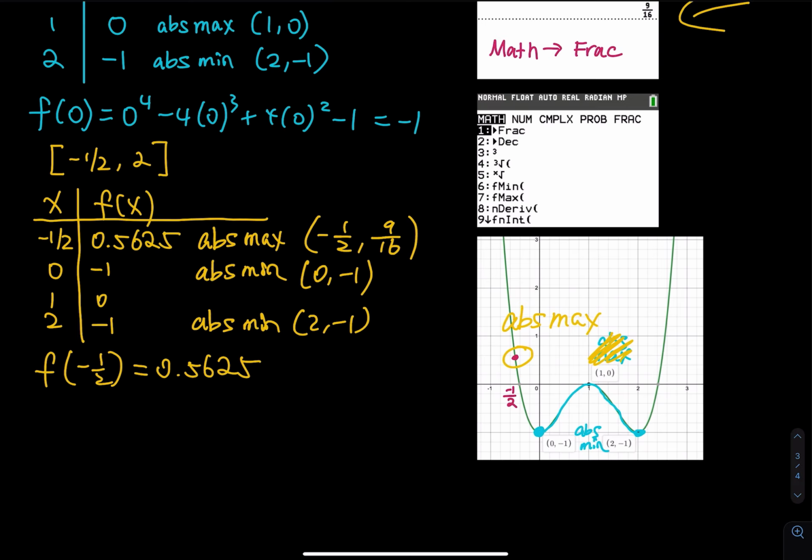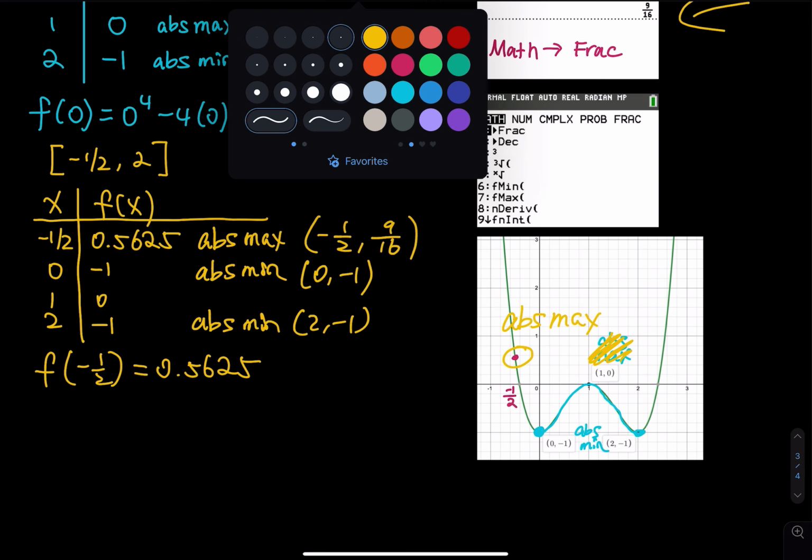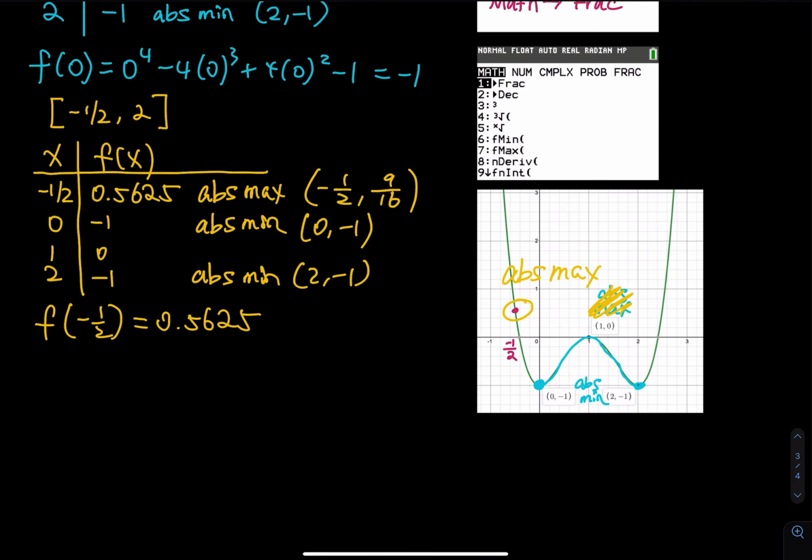Okay, let's do two more. The next one I would like to use is a closed interval from 1 to 3. So what are our critical numbers? Our critical numbers are 0, 1, and 2, right? So from 1 to 3, which critical numbers should be ignored?